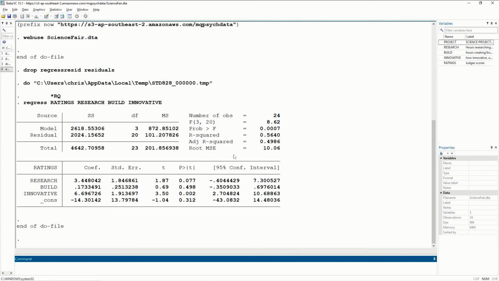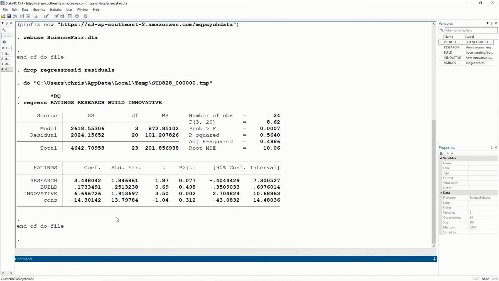Okay, so now that we've looked at this, let's go down and look at our actual regression statistics. We can see that we have all 3 IVs as well as our constant. Our constant is -14, and here what our constant's coefficient represents is the expected rating that a person would get if they had 0 research hours, 0 building hours, and 0 innovativeness. So if they had 0 on all the IVs, what would the mean rating be? And in this case, it's -14.